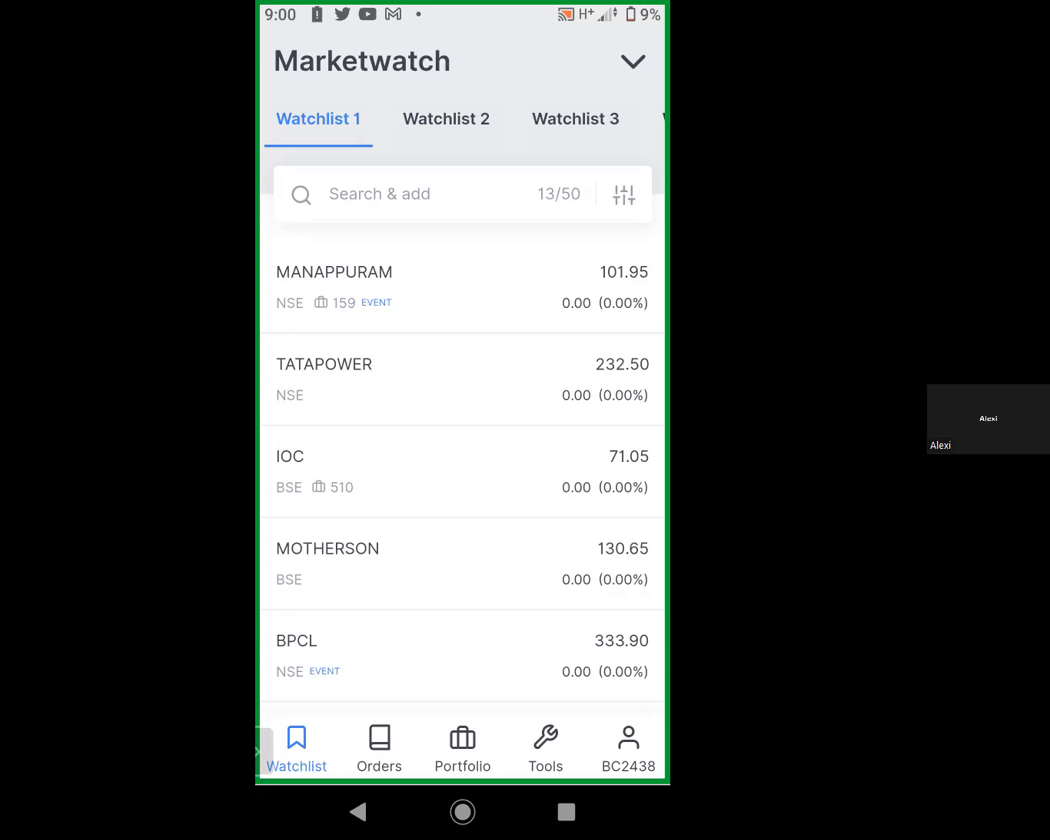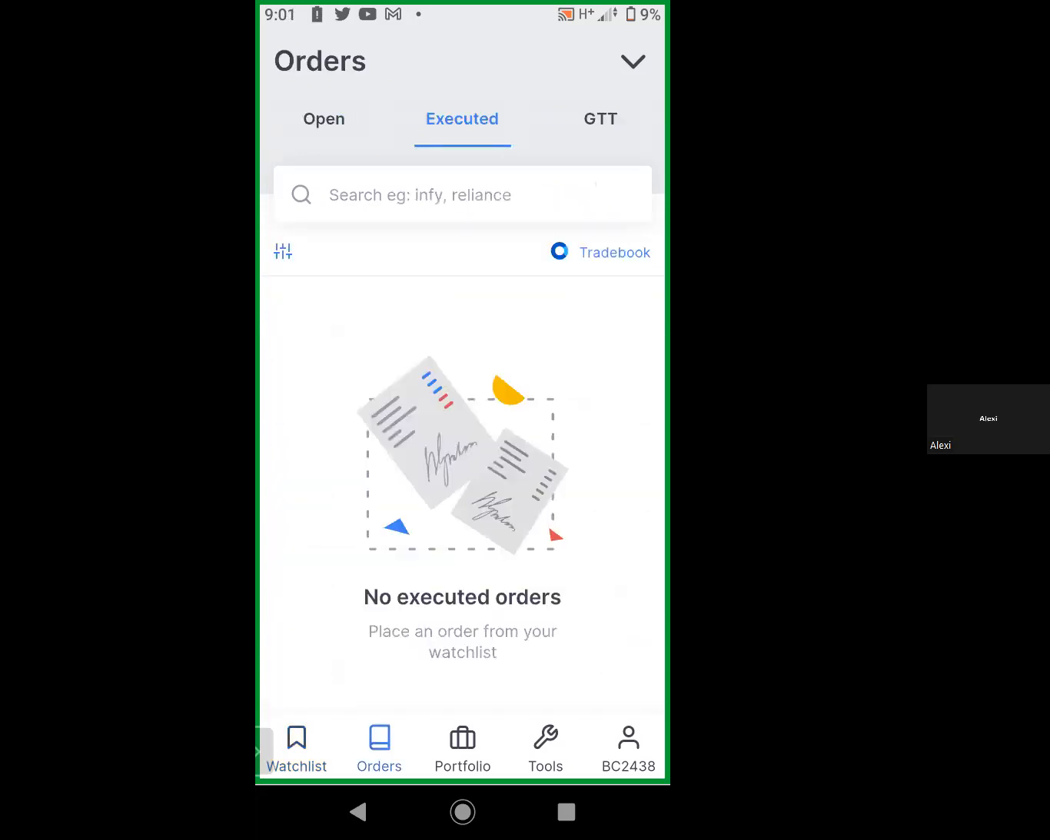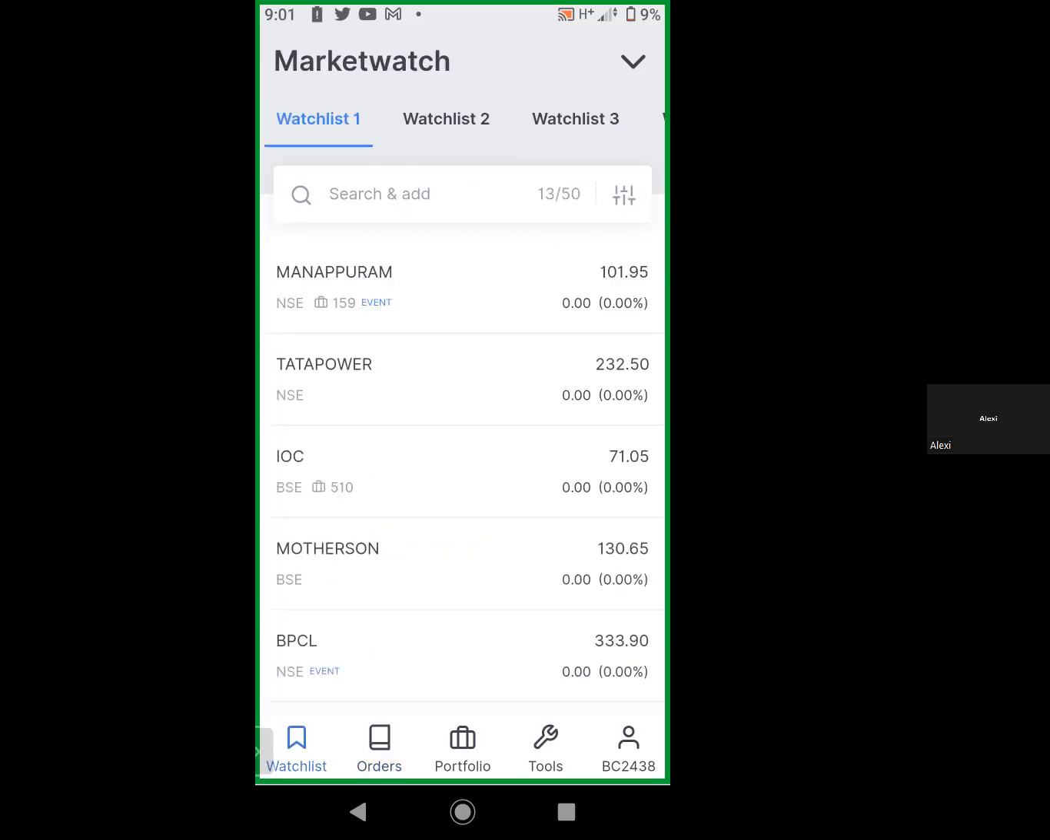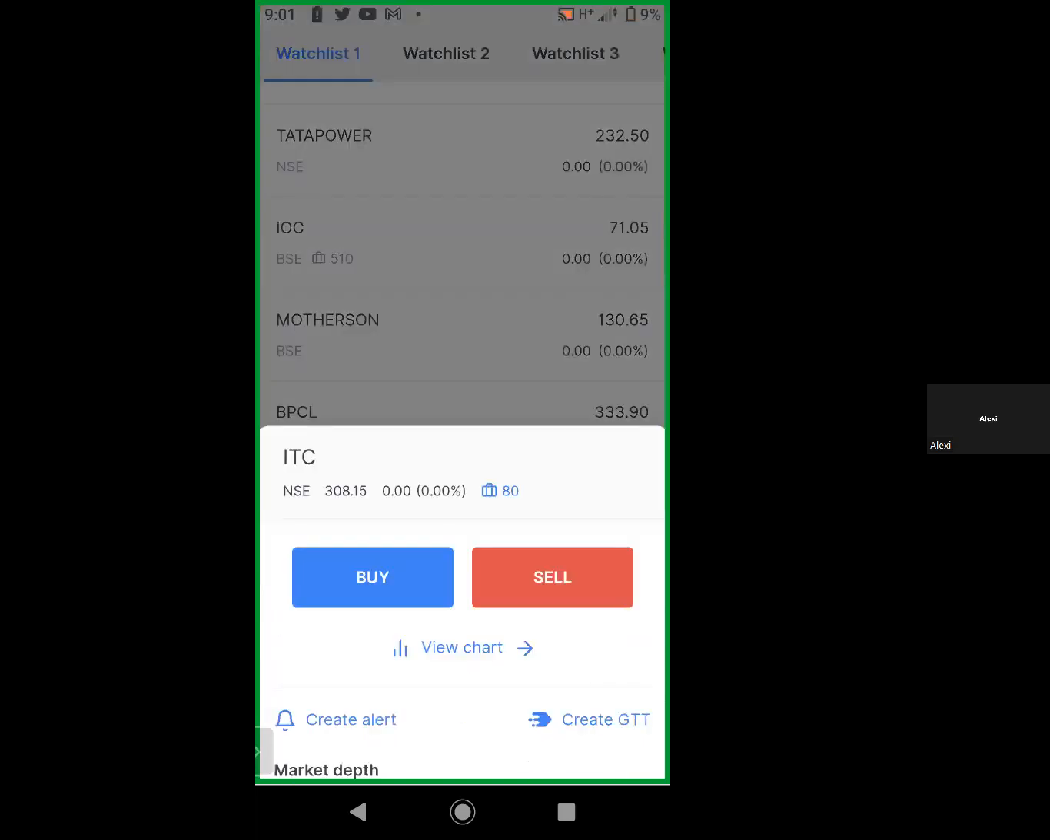So I've clicked, and you can see orders, right? And all the other information is there. You can select whichever one you want. So I went back to watch list, and I'm just selecting one of the stocks on my watch list, ITC. Okay, and you'll see the buy and the sell button on ITC. I'm going to go right below that with the view chart. So I've pressed view, and the screen you will see is like this.